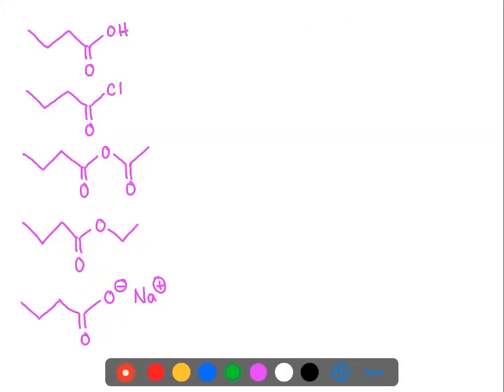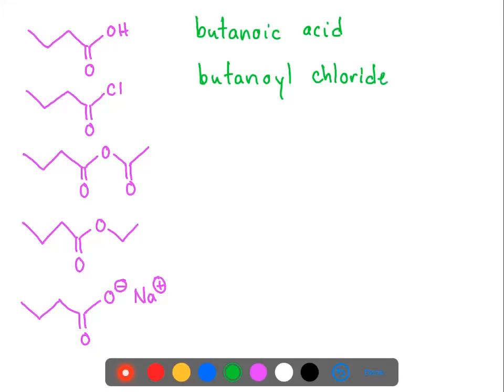So let's use the 4-carbon parent, butane. So our first example, we have a 4-carbon carboxylic acid, so that will be butanoic acid. In our second example, we have an acid chloride. And so again, we drop the E in butane and add -oyl, so butanoyl. And we identify the halide attached to the carbonyl carbon. It's a chlorine atom, so that'll be the chloride.